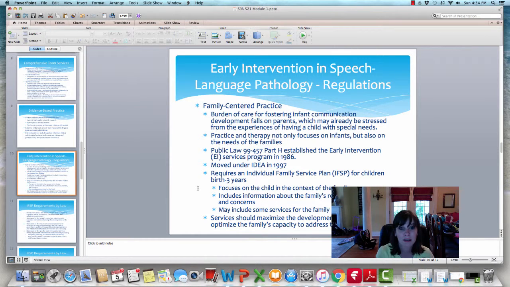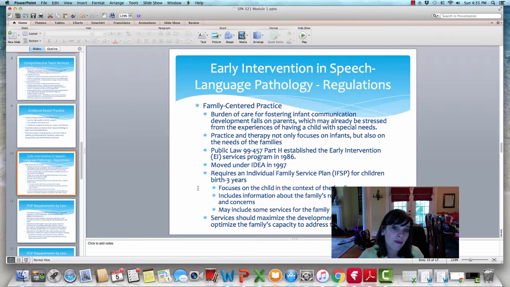And I can say, as a parent of a newborn who's 6 months now, that it's overwhelming enough to have a child when you're coming home from the hospital, especially that first child. And then if you have a child with a disability who has all these needs, those parents can be experiencing a lot of stress, particularly if these children were medically fragile and they didn't necessarily know if they were even going to leave the hospital, much less leave the hospital with services to help enhance their development. So this can be a lot to take in for those parents. So the practice and therapy not only focuses on these infants, but also on the needs of the family.